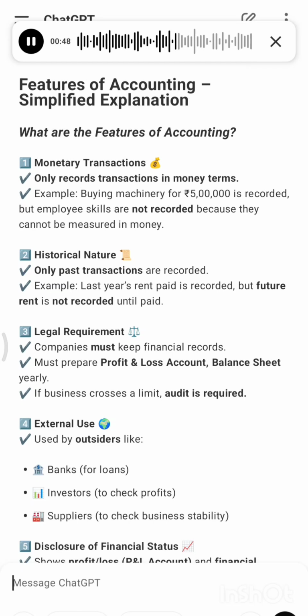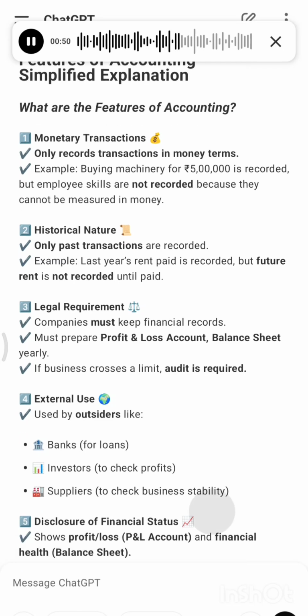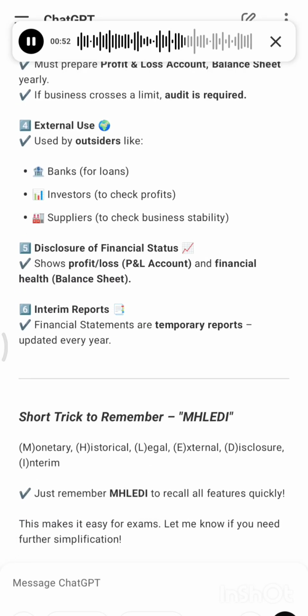4. External use. Used by outsiders like banks for loans, investors to check profits, suppliers to check business stability. 5. Disclosure of financial status. Shows profit or loss, the P&L account, and financial health. 6. Interim reports. Financial statements are temporary reports updated every year.